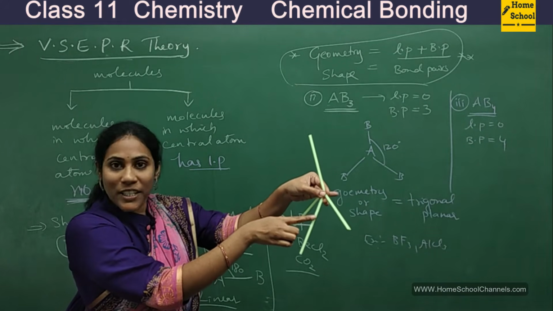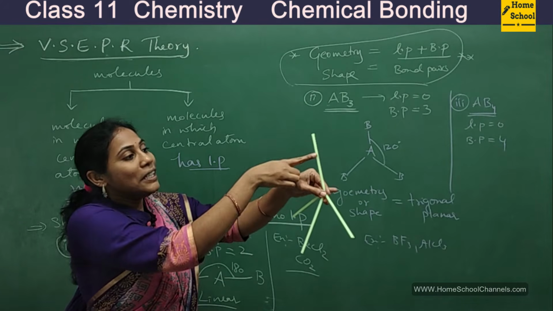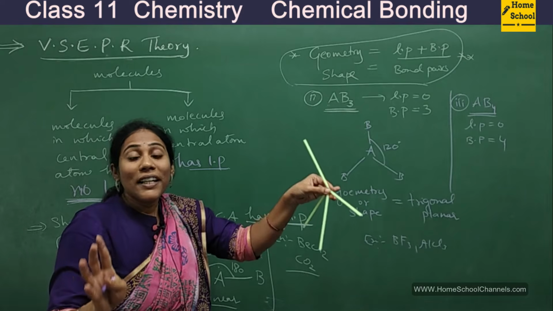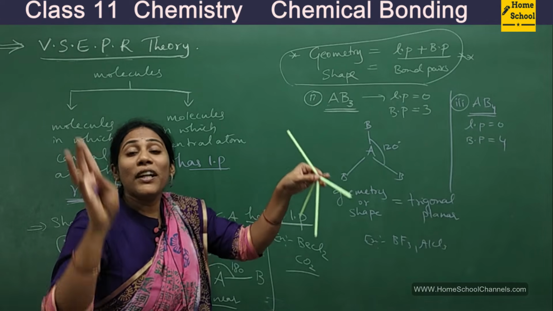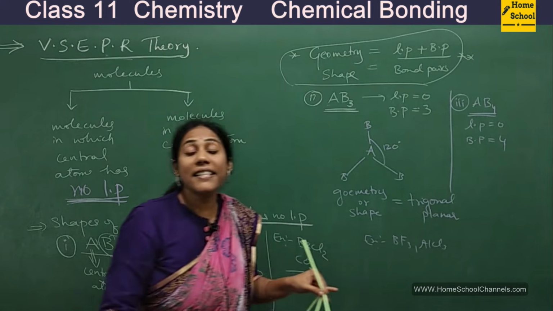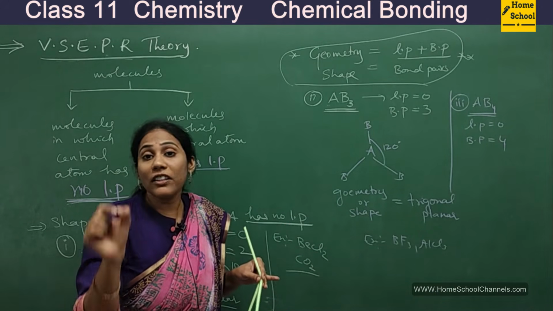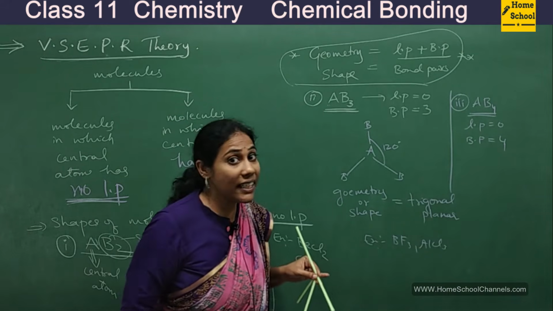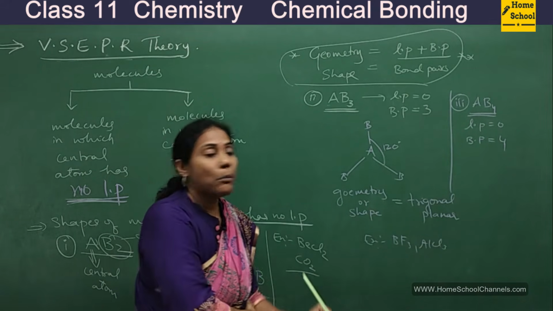Okay, so angle between these 2 straws is also 109.5. Angle between these 2 is also 109.5. Angle between this and this is also 109.5. Okay, so this bond angle is possible for tetrahedron. Okay, so the shape here is tetrahedral, or the geometry here is tetrahedral. Okay, very, very important model, right?